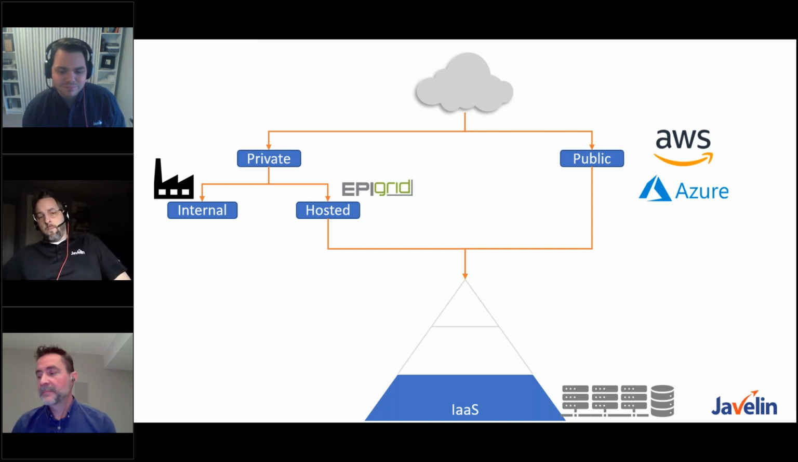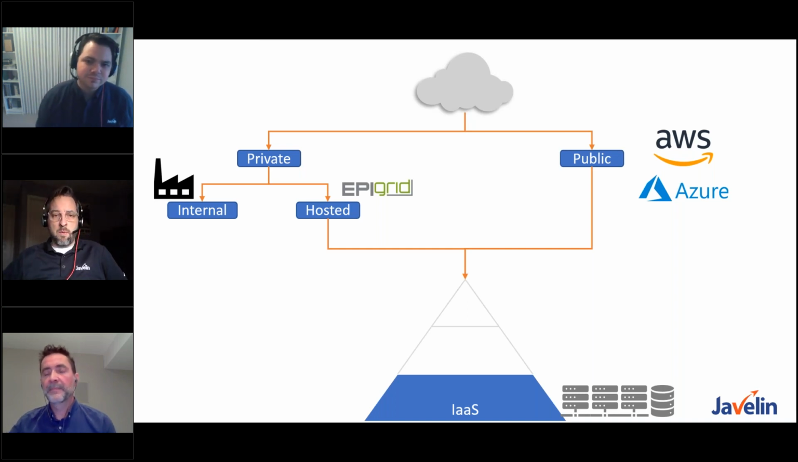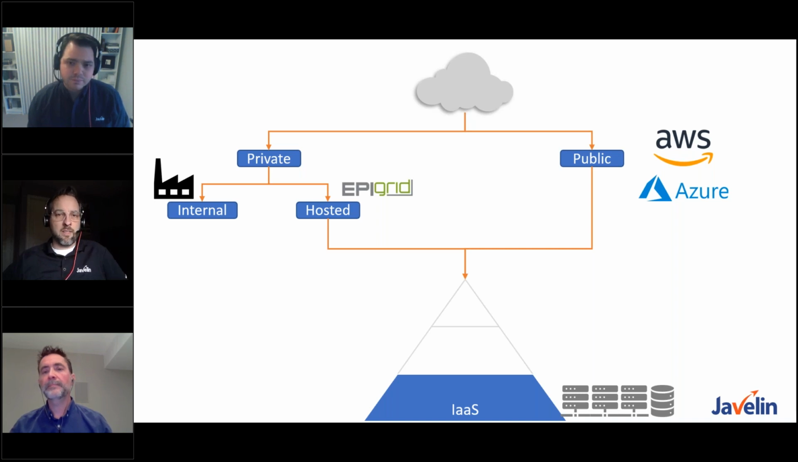Great. So the first layer here, public or private, is an offering called infrastructure as a service. Infrastructure as a service is the base layer that everything else builds on top of. So things like virtual networks and VPNs, virtual servers, SQL databases, and that type of thing would be considered infrastructure as a service.